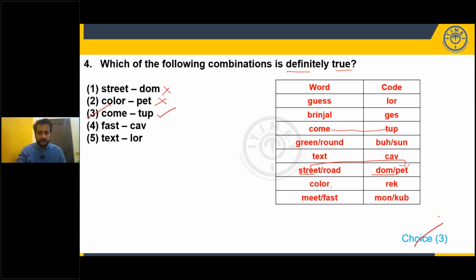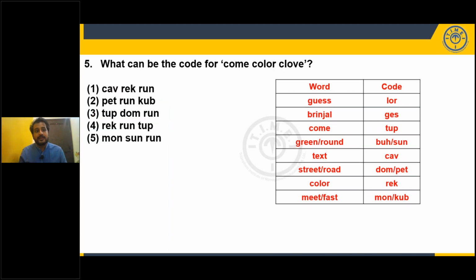Fine. Now move to the next question. What can be? Can be is nothing but possible only. When they are going to give this kind of questions, can be means when we have this kind of terms where we are unable to find the exact codes. And if these words are given in the question, then they will use the terminology can be possible code, not the exact one. Just you can identify the possible one.